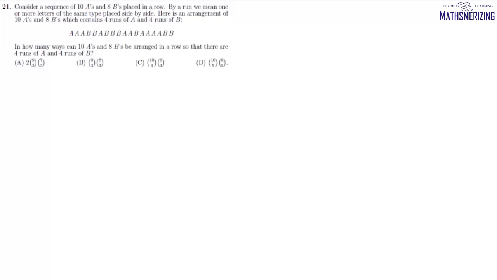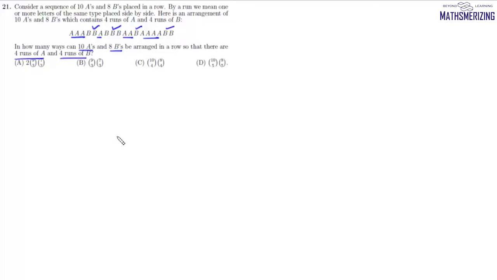By a run we mean one or more letters of the same type placed side by side. Now here is an arrangement of 10 A's and 8 B's which contains 4 runs of A and 4 runs of B. So we have 1, 2, 3 and 4 runs of A, and then 1, 2, 3 and 4 runs of B. Now it asks in how many ways we can arrange 10 A's and 8 B's in a row so that there are 4 runs of A and 4 runs of B.